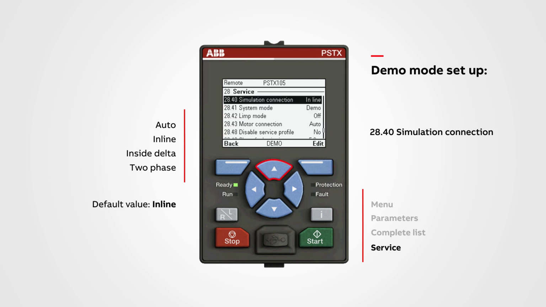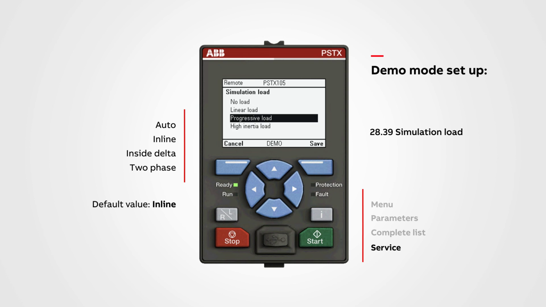Now, navigate to 28.39 Simulation Load. Press Edit. This parameter presents the following options: No Load, Linear Load, Progressive Load, High Inertia Load. The default value is Progressive Load. Each option lets you adjust how the load behaves during the simulation.